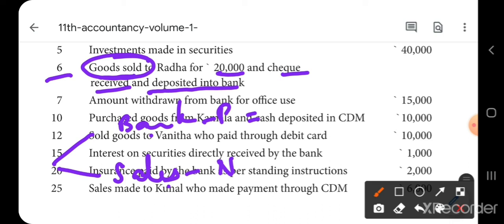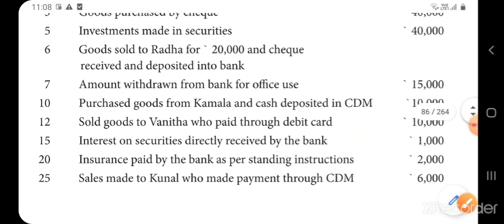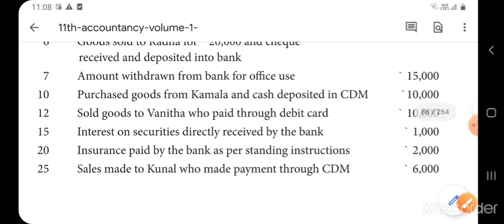Okay. Now here debit the receiver. Who is the receiver? The bank is the receiver. Sales account, credit all incomes and gains. So the entry will be bank account debtor to sales account. Okay. Next one, amount withdrawn from bank for office use.